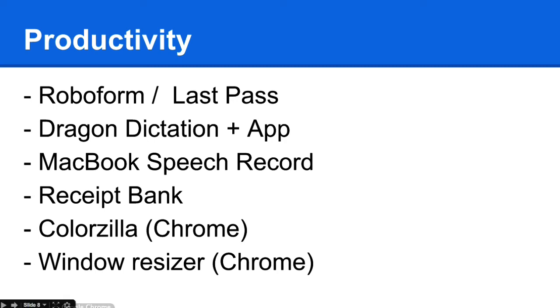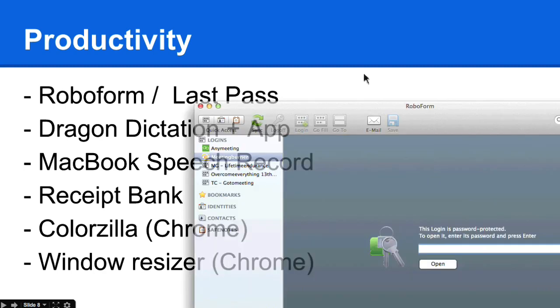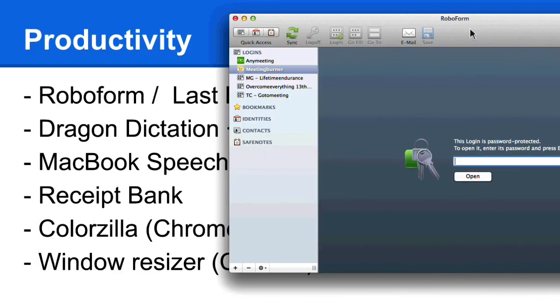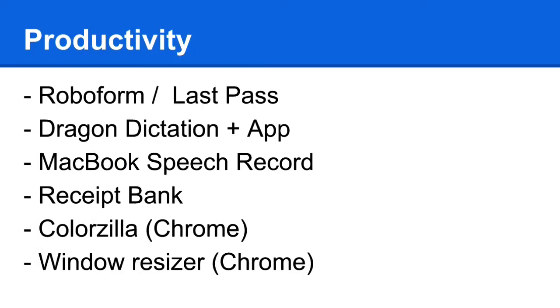Things like RoboForm, I think I've got mine open here somewhere. I've got it here. This is RoboForm on the Mac. Again, it syncs over to my phone. I'm not going to log in. Obviously, I've probably got a few hundred different passwords. It just means I have one password to access RoboForm, and then I can go in and get all my other passwords for every other site.